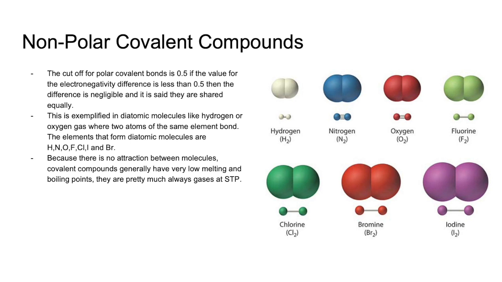The elements that form diatomic molecules are hydrogen, nitrogen, fluorine, chlorine, iodine, and bromine. Because there is no attraction between molecules, covalent compounds generally have very low melting and boiling points. They are pretty much always gases at standard atmospheric temperature and pressure.